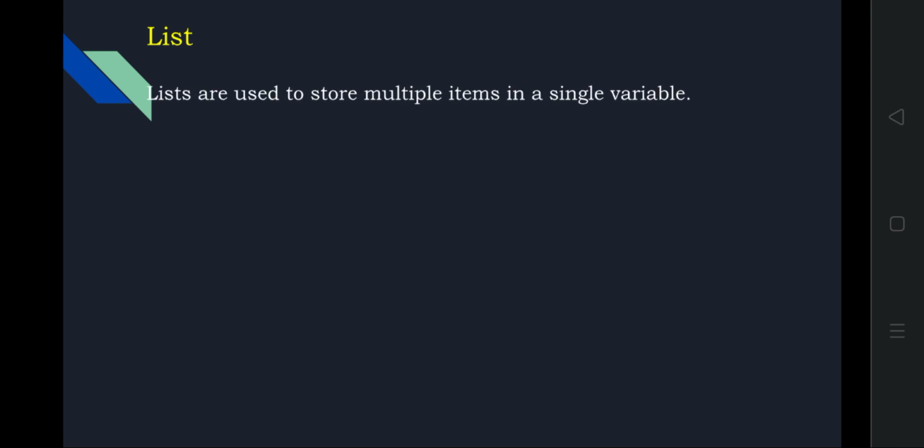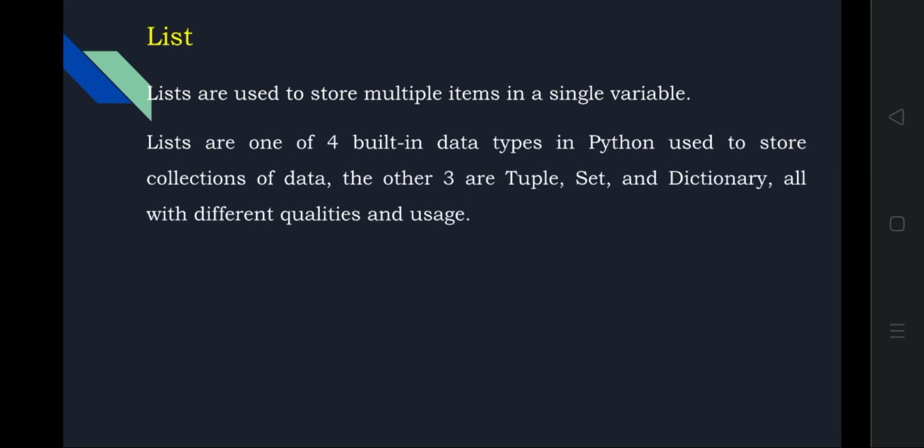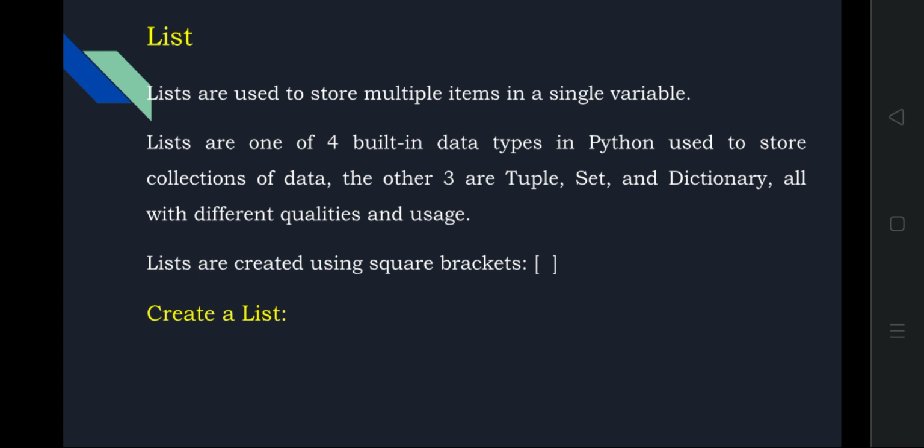Lists are used to store multiple items in a single variable. Lists are one of the 4 built-in data types in Python used to store collections of data. The other 3 are tuple, set and dictionary, all with different qualities and usage. We have seen in the last slide all the 4 collections in Python, and now in detail we will see about the list. Now let us see how lists are written. Lists are created using square brackets.